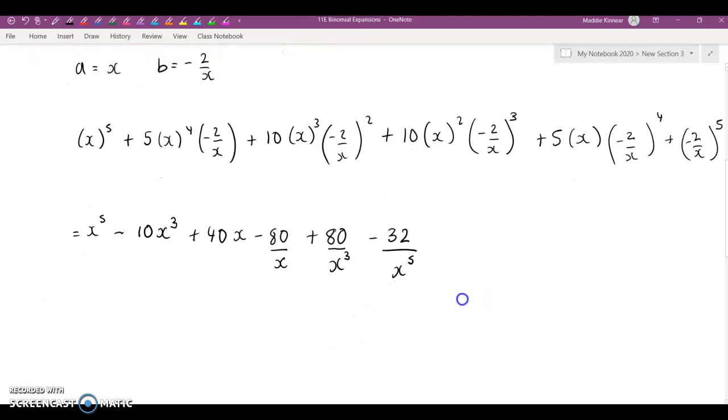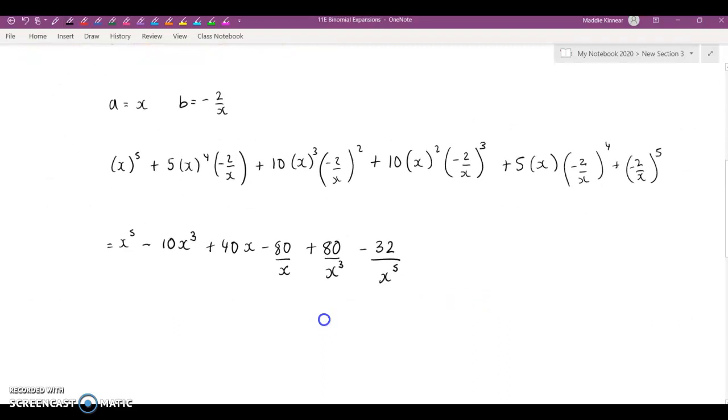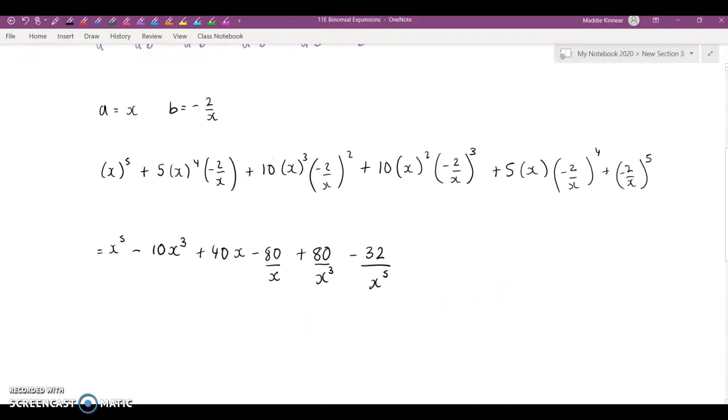So the binomial expansion is x to the 5 minus 10x cubed plus 40x, take 80 on x plus 80 on x cubed, take 32 on x to the power of 5. And they're your first two examples.